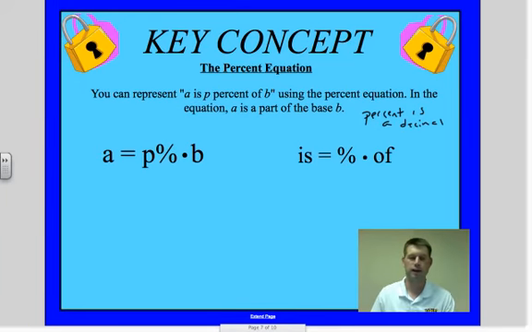So make sure you write that in somewhere. Okay, so that means when we have this P percent, it needs to be as a decimal percent. If you think about it, is over of, or a over b, we solve for is by multiplying both sides times of. If you think about this, it was is over of. What we did was multiply of on this side and this side, which means that that cancels and you get the is equals percent times of.